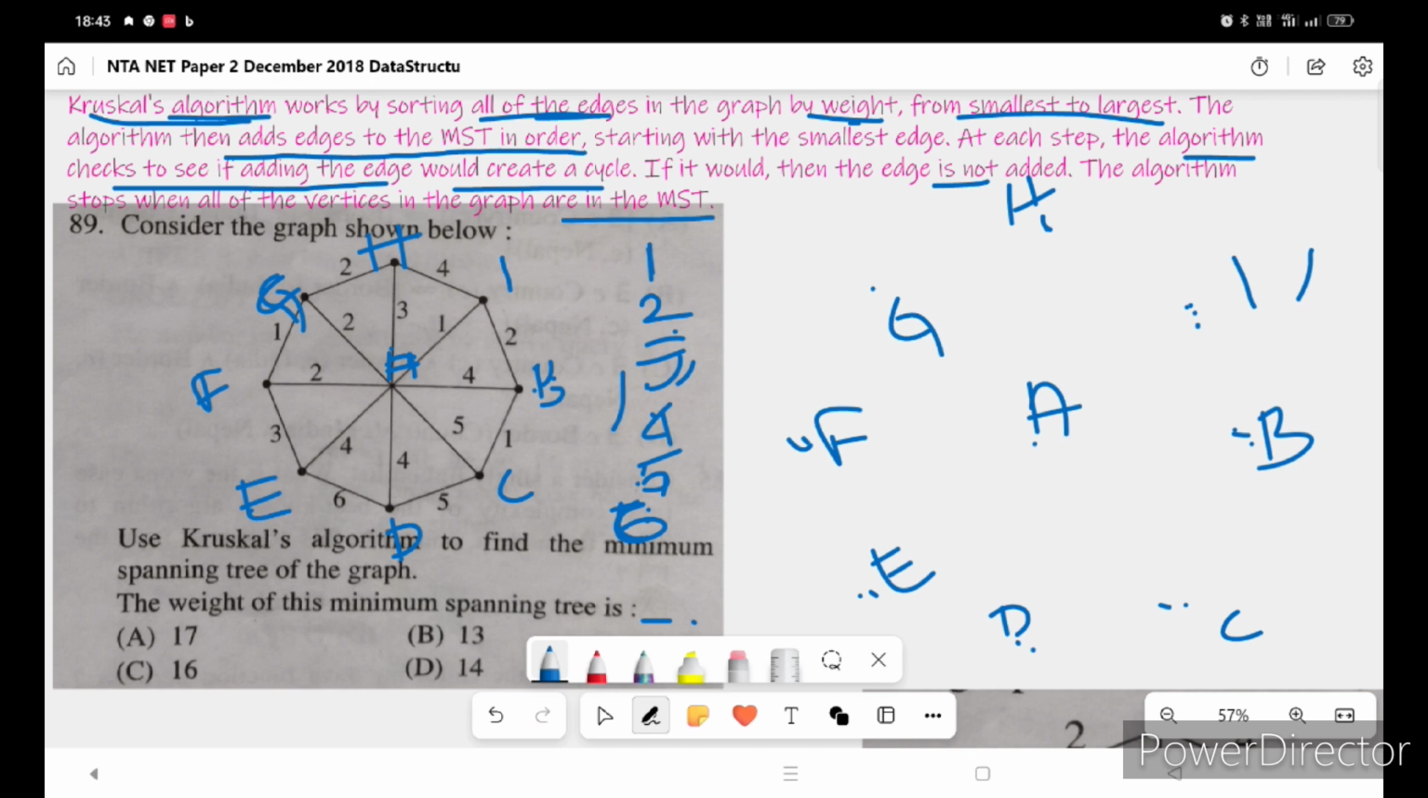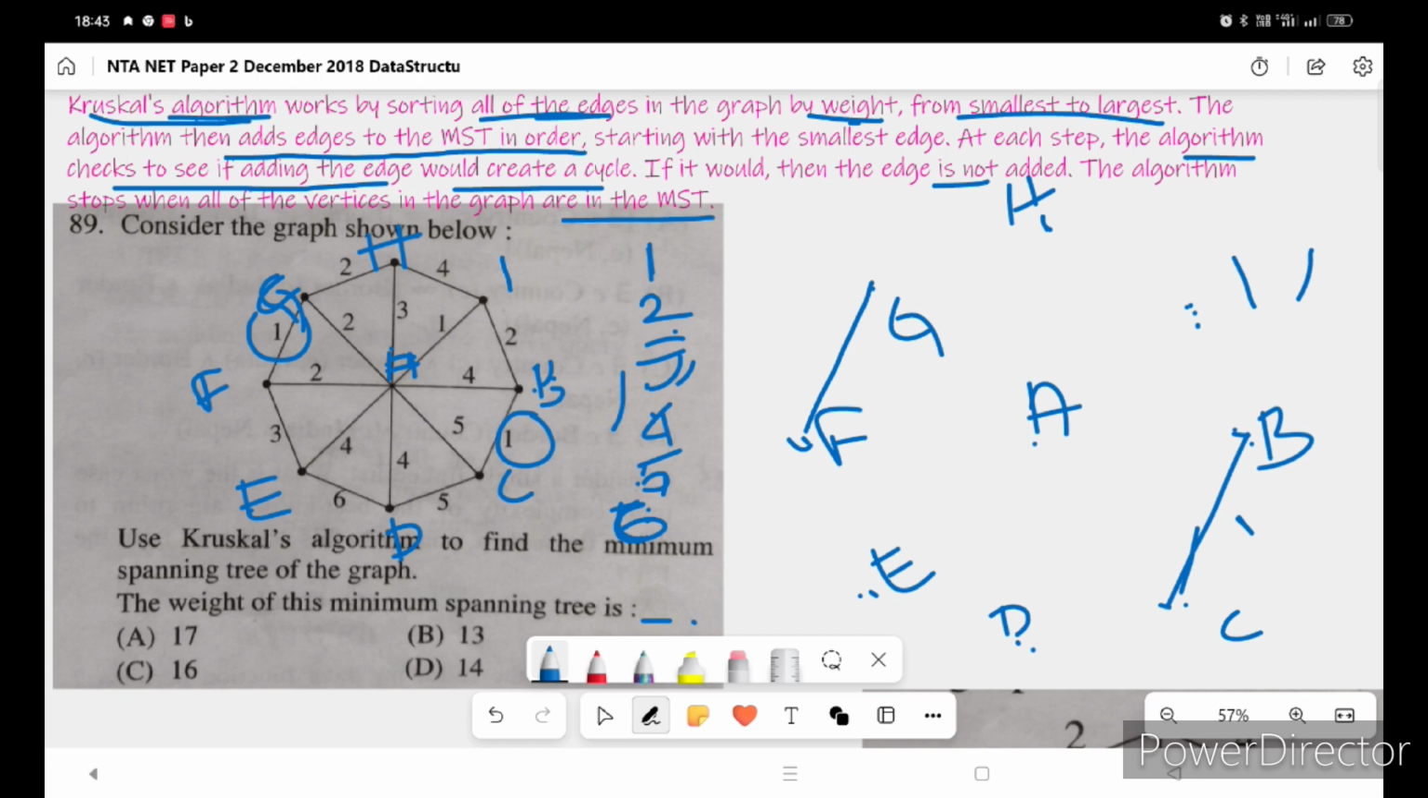We start with the weight 1. Wherever we have 1, we have B to C. So you just include the edge here. You consider this edge and put a round mark here. You have considered this. Again, where is 1? You just check here. A to B, B to C, then where it is 1 from F to G. You have to go by order. Then only it is easy for you.